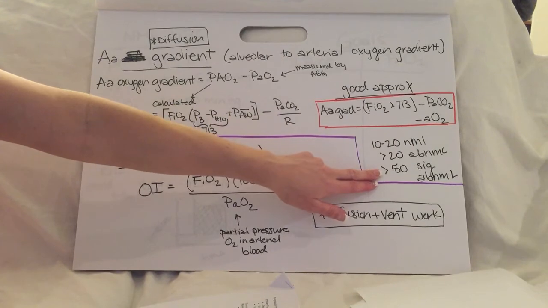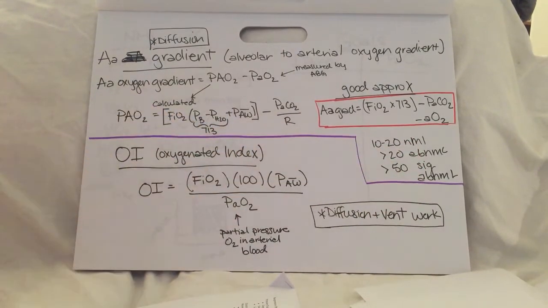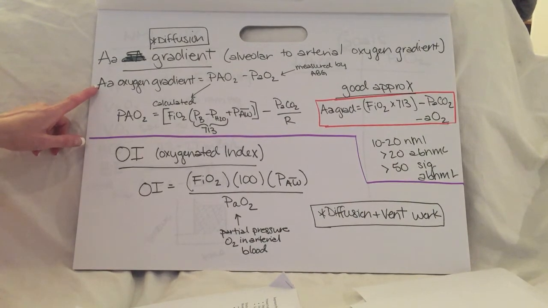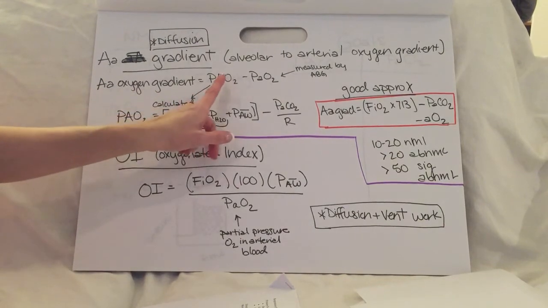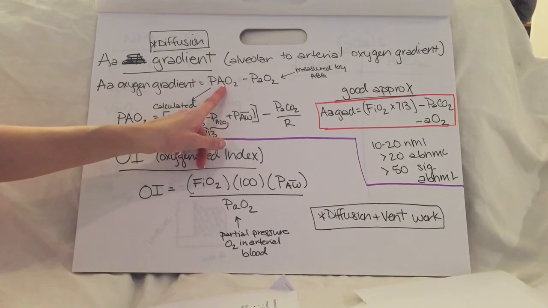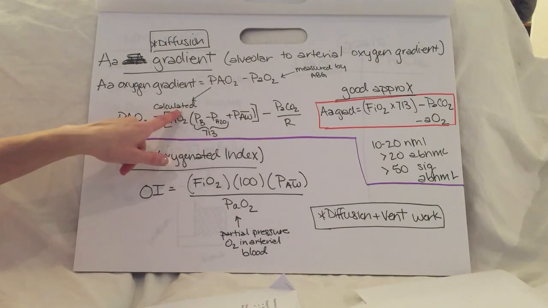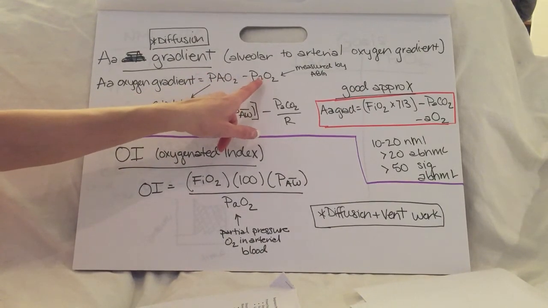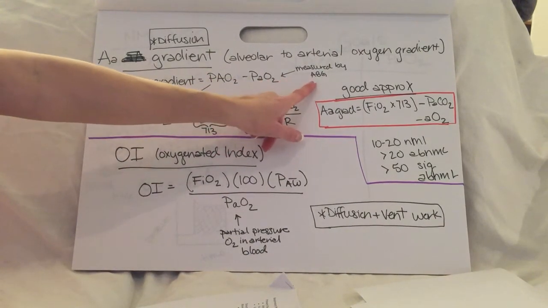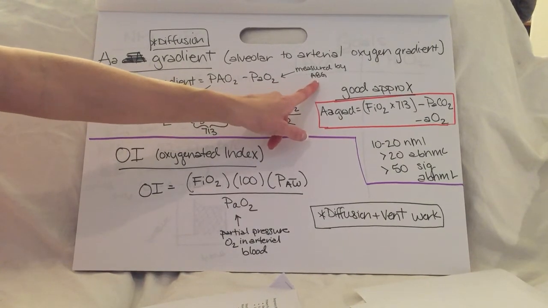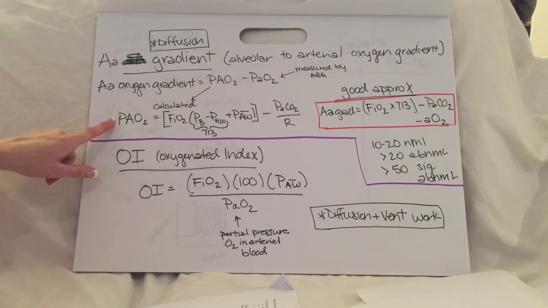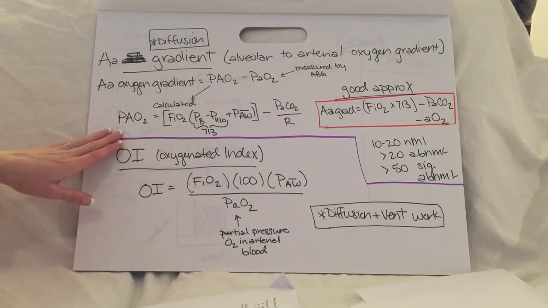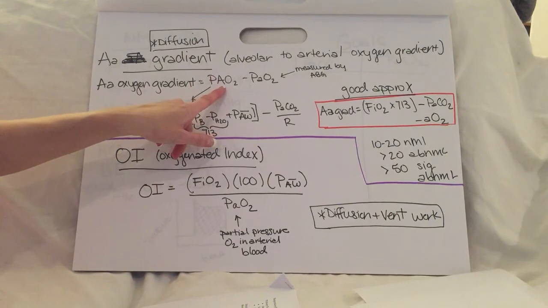Once you start getting above 50, you're going into the significantly abnormal range. The equation, your AA gradient, is your alveolar oxygenation, which we calculate, and your arterial oxygenation, which we measure with an arterial blood gas. It's important to remember that you need to have an arterial sample.